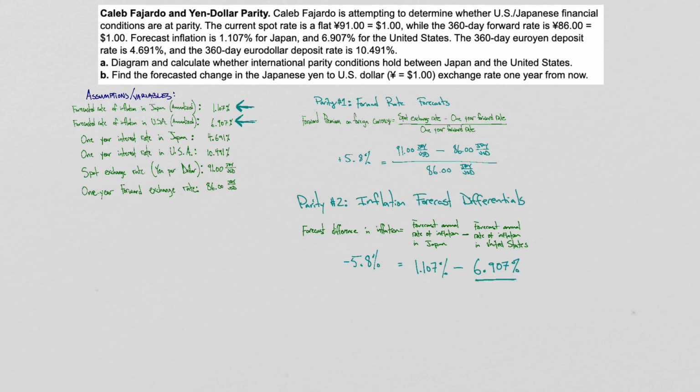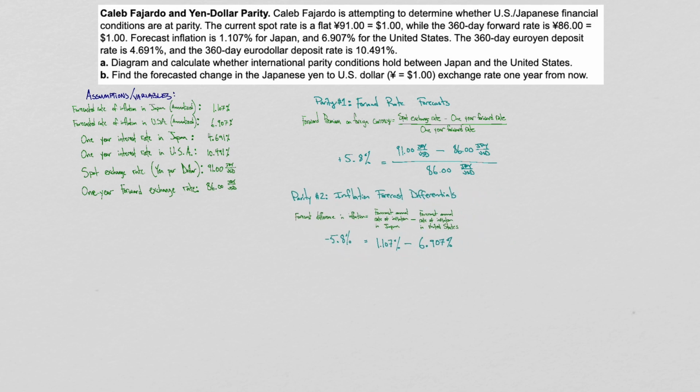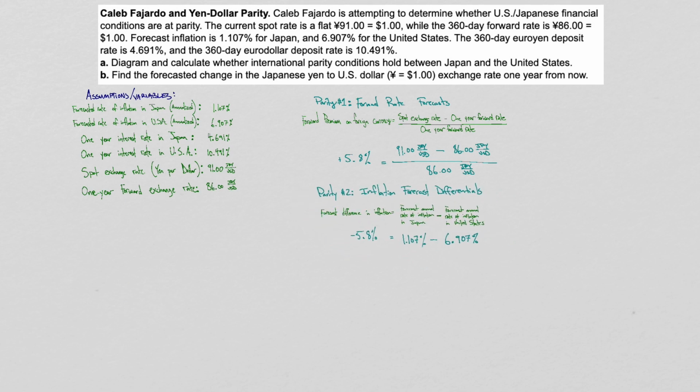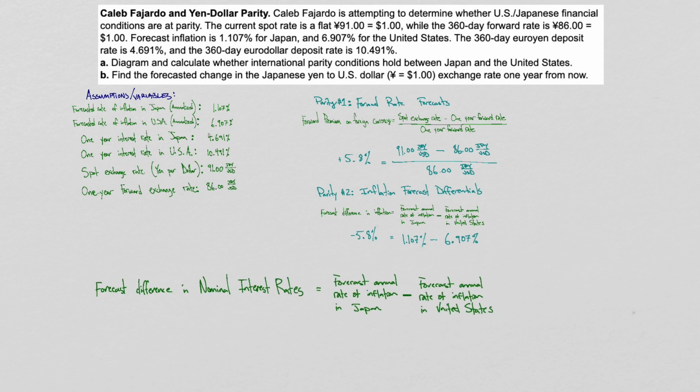The dollar has higher inflation than the yen. And so it's expected that the dollar is going to weaken by 5.8%. Same kind of thing. We're saying that the yen is going to strengthen by 5.8% here. So the two parity conditions here are saying the same thing. And we just have one more parity condition to check, and that is the idea that we can use interest rate differentials, differences in nominal interest rates between the two countries.